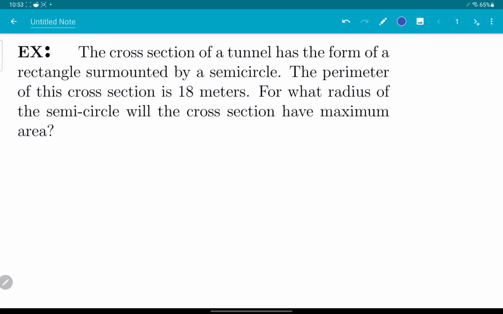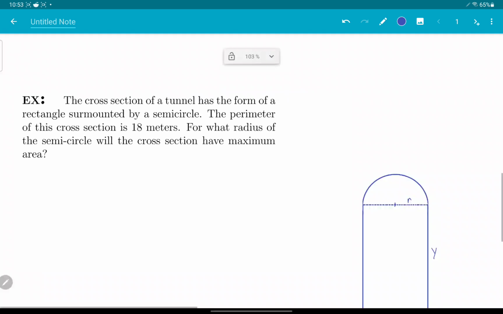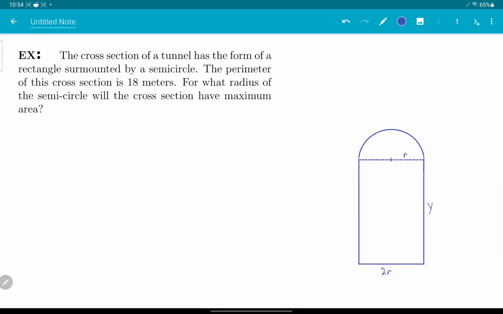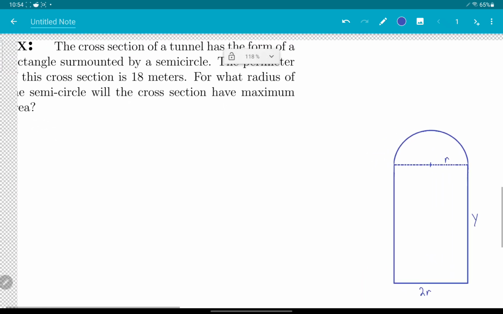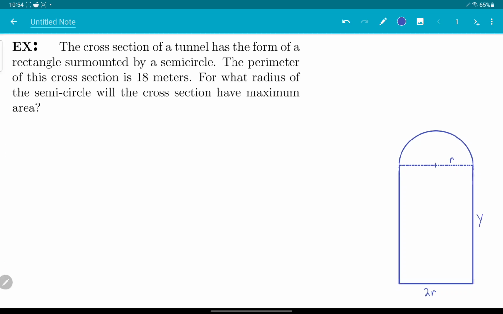Pause and copy. Okay, so we have a semicircle surmounting a rectangle. The picture I get is this one. Zoom in a bit for you here. So copy that in.